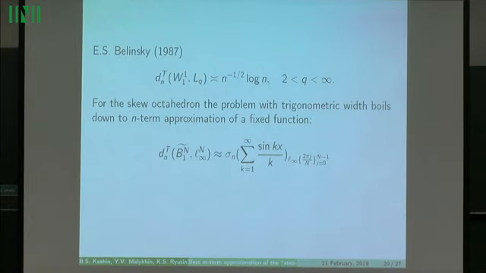So, in our case, when we are dealing with a skew octahedron, the problem with trigonometric width boils down to n-term approximation of a fixed function. This fixed function is the sum of sines kx divided by k. Just one step function. Yes, it's just the Fourier series for one well-known function.